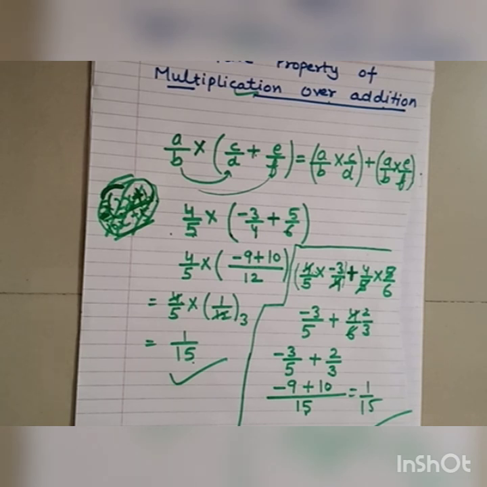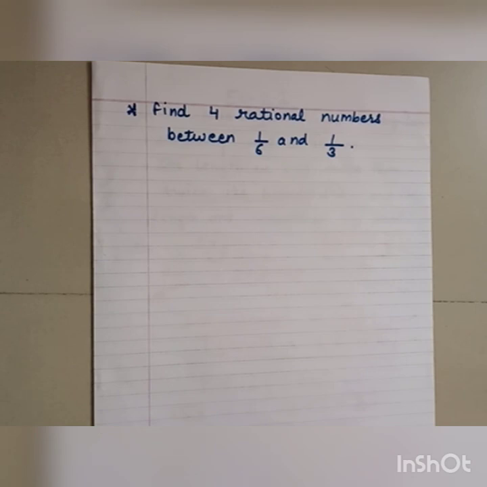And our last topic is how we can find many rational numbers between any two given distinct rational numbers. See, one method is here. For finding rational numbers, we have two methods. You can use any method. Let us first start with one example. Find four rational numbers between 1 by 6 and 1 by 3.